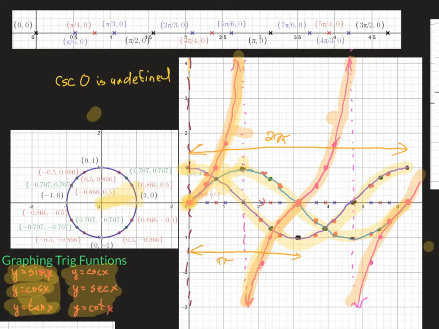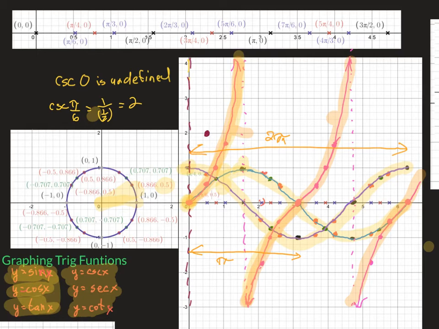All right, what about here, at pi by 6? The sine is equal to 0.5, so the cosecant of pi by 6 must be equal to 1 over 0.5, which equals 2. All right, so we will graph a 2 there. There's 1, 2, right up here.